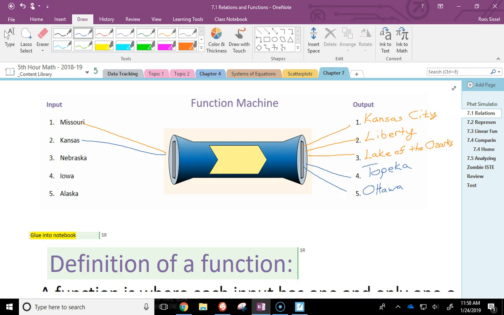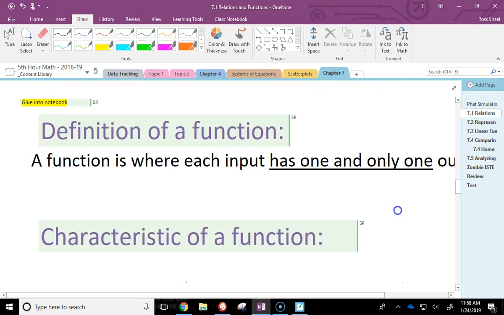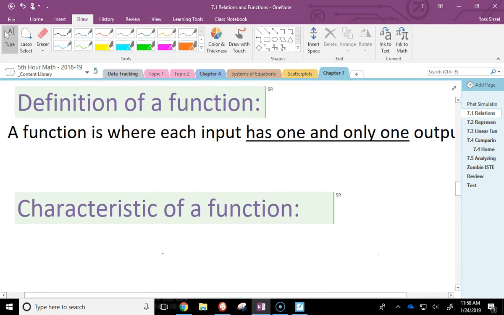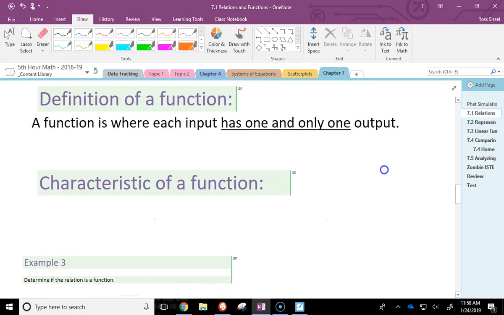Okay, so this is important. This is all going to kind of tie in together now. In your notebook, the one page that is orange, it should be right up top of your planner.